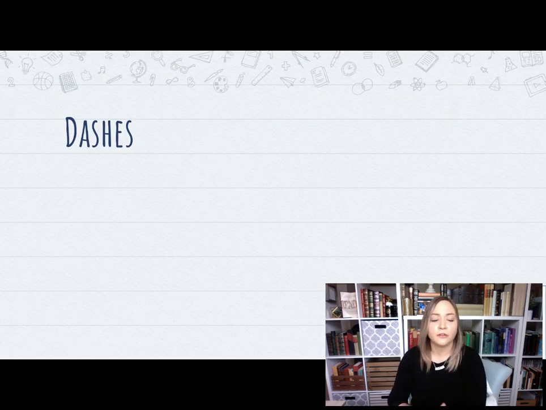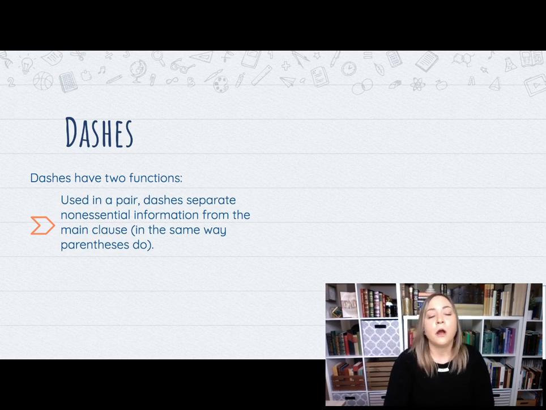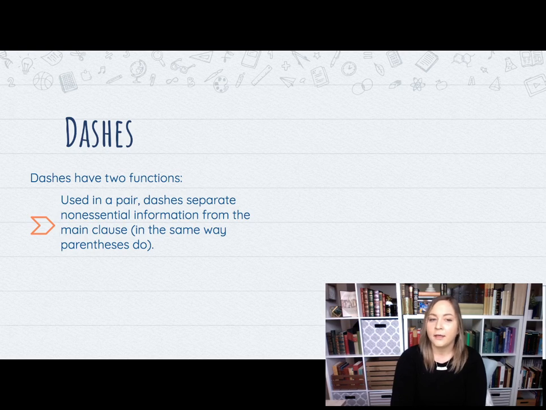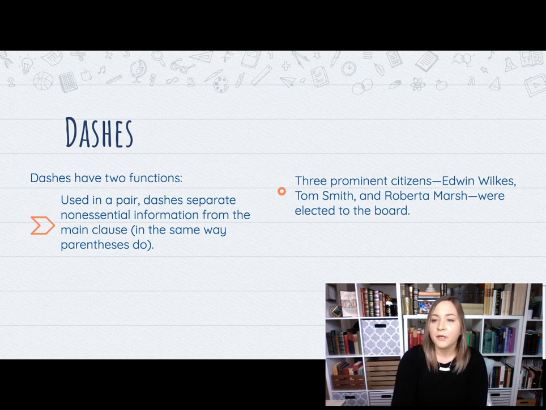All right, guys, so then dashes, what do these do? So first, they do the same thing as parentheses when they are used in a pair, okay? So like the example we just looked at, we could have had dashes in both the locations you had parentheses. So let's look at an example. Three prominent citizens, okay, and then we list them, Edwin Wilkes, Tom Smith, and Roberta Marsh were elected to the board, okay? So we still have a core sentence there, three prominent citizens were elected to the board, okay? So this just pulls the parenthetical or non-essential information out from the main clause, right?